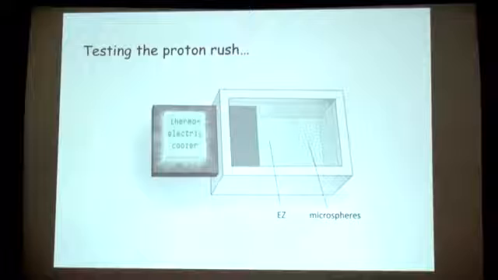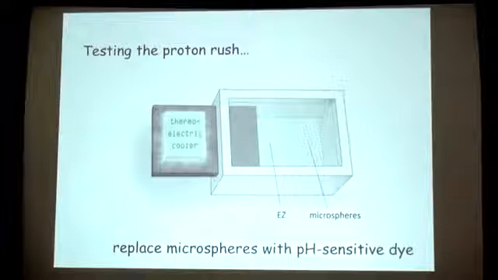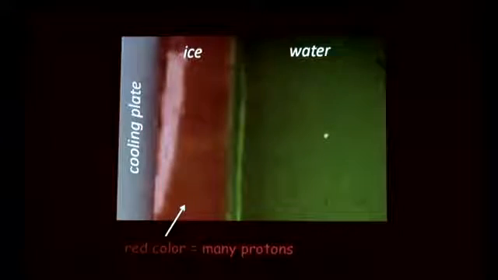And here you can see one experiment that we did to demonstrate. This is a chamber, and it's got some microspheres here, and we start cooling this cooling plate. And it turns out that next to the cooling plate, we get a very big EZ here. And we put dye in, and the question is, if we put dye in instead of the microspheres, do we see a pH change here, indicating that there are protons that are rushing in? And you can see the result here. It shows that this zone that just froze turns red. Red means a lot of protons in here, as I've shown you before. So it looks as though a lot of protons are rushing in during the time of freezing.